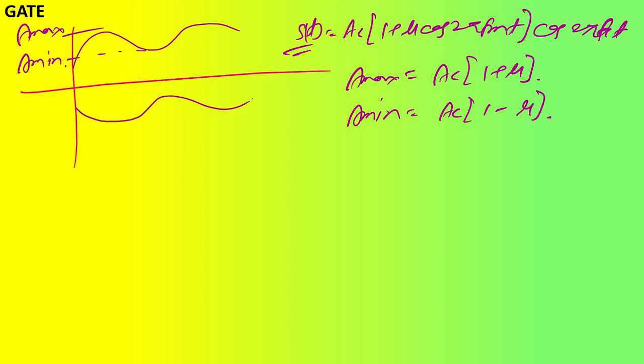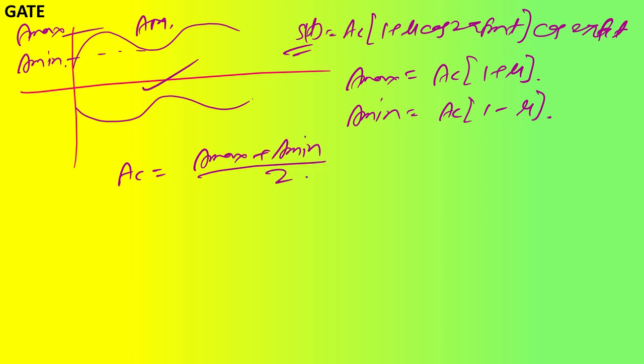So with this, if I want to find out what is my AC in terms of A max and A mean of the modulated signal, this is my amplitude modulated signal. So my AC will become how much? If you add them together, mu will get cancelled. So A max plus A mean divided by 2.